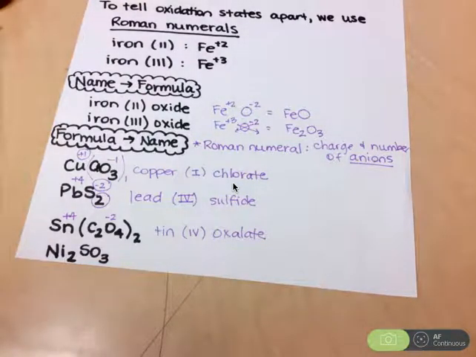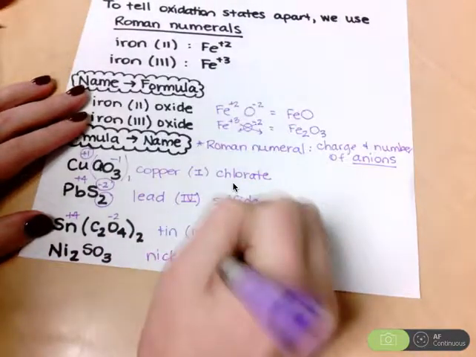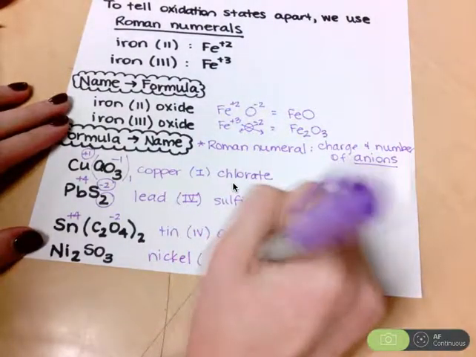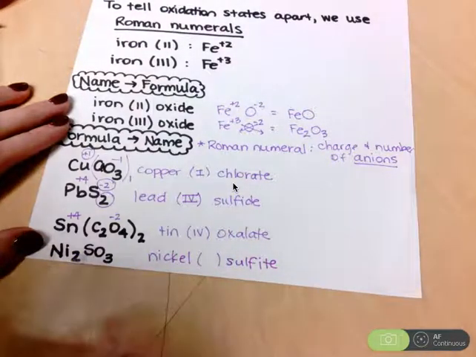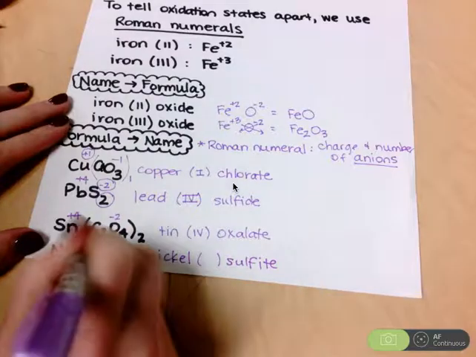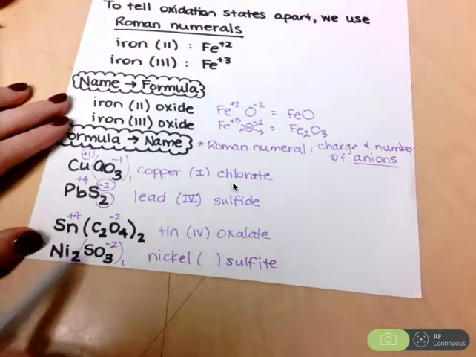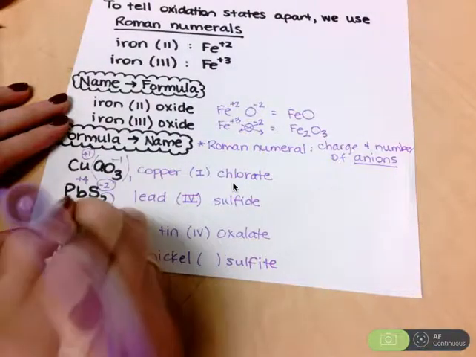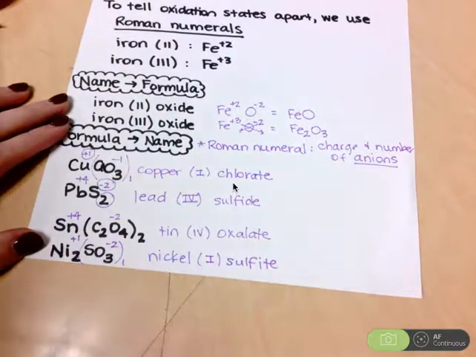Then our last example is nickel. Nickel is also a transition metal. SO3, look it up on your sheet, is sulfite. Make sure you spell the ending correctly. Sulfite's charge is a -2. I only have one of those, so I need a +2 charge for my cation. However, because of this 2 here next to this nickel, I have to split that +2 so that each nickel contains a +1 charge, and so this would be nickel 1 sulfite.